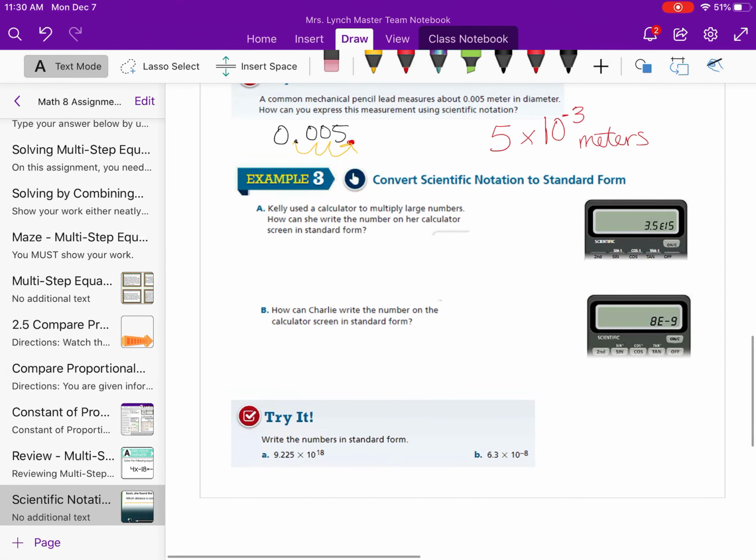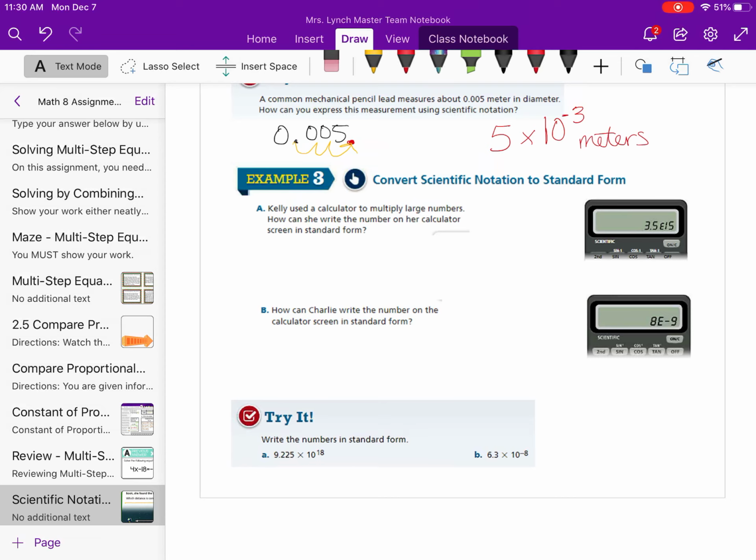Okay, now let's look at this last one. So with this last one, we're just comparing what shows up on a calculator. So Kelly used the calculator to multiply large numbers. How can she write the number on her calculator screen in standard form? And I would be willing to bet that most of you have had this occur on your calculator before, whether you were just kind of goofing around and typing in numbers, or if you were trying to do an actual problem and this was the case and you got a weird E.